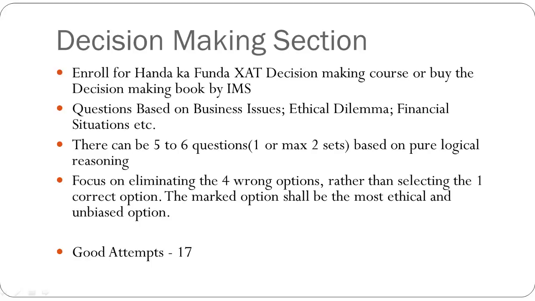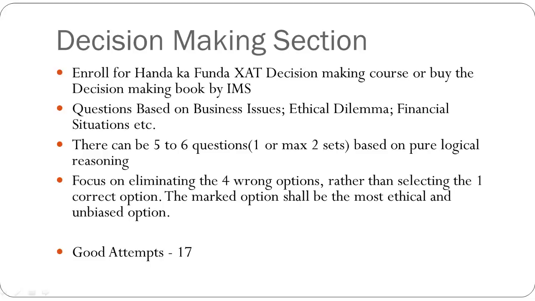So what I would suggest is you should focus on eliminating the 4 wrong options rather than selecting the 1 correct one, because it might happen that you come across the second option and feel that sounds like a correct answer, and you just mark and move on. But what about the other 3 options? It might be possible that there is a better option located somewhere down the line. Maybe the 4th option or the 5th option is better than the second one. So go through all the options, eliminate the 4 wrong options, and choose the best and the most ethical option available out of the 5 given options.